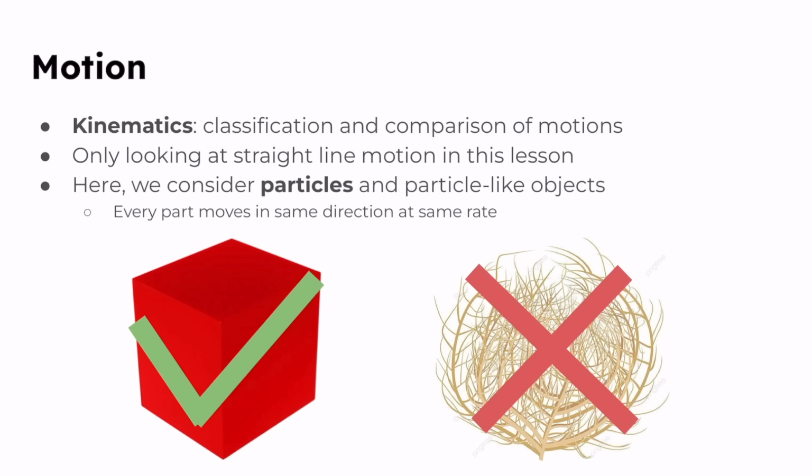As you can see here, the cube on the left would be considered a particle-like object. However, this tumbleweed would not be considered a particle-like object because it has a lot of branches sticking out and it probably wouldn't be moving at the same rate.